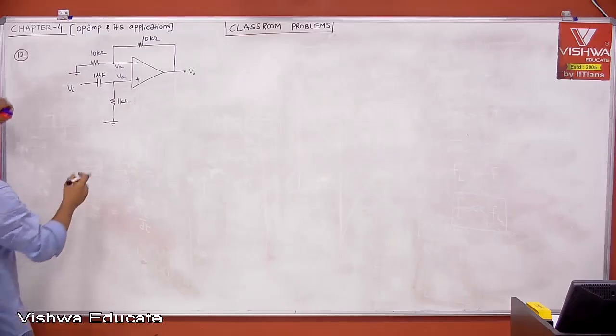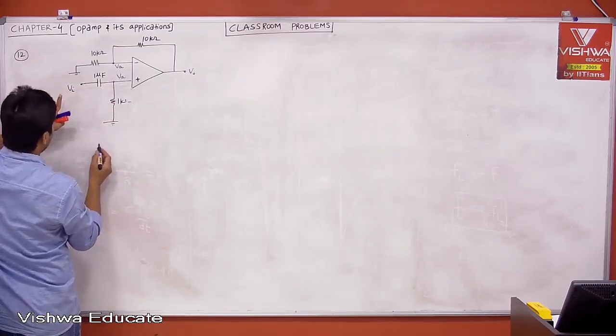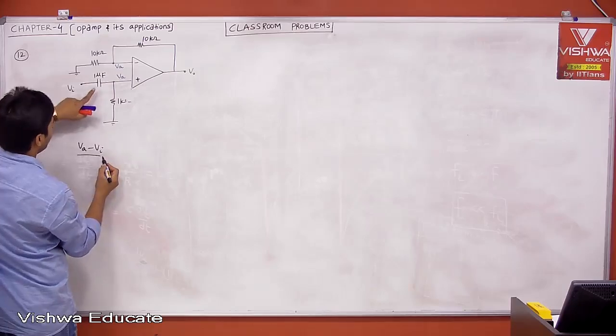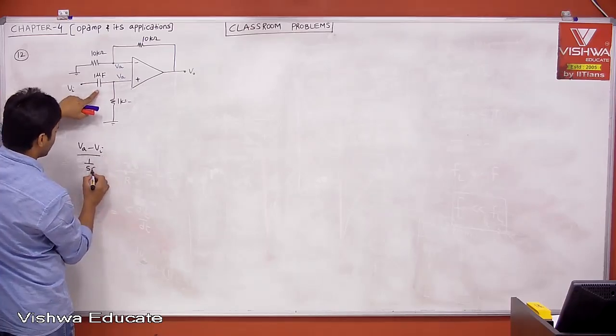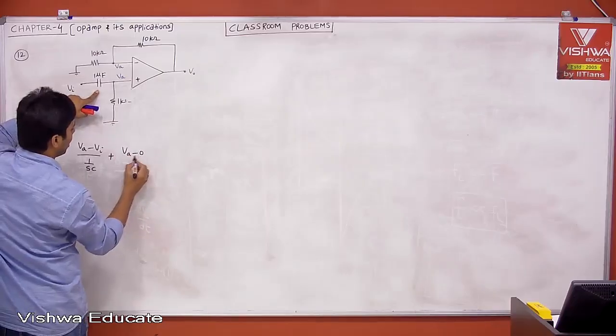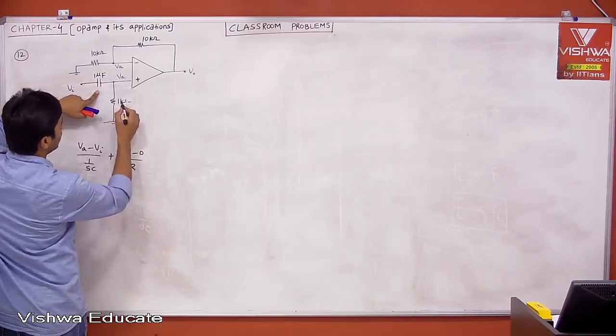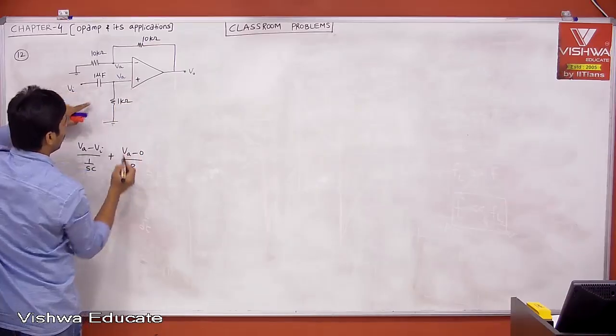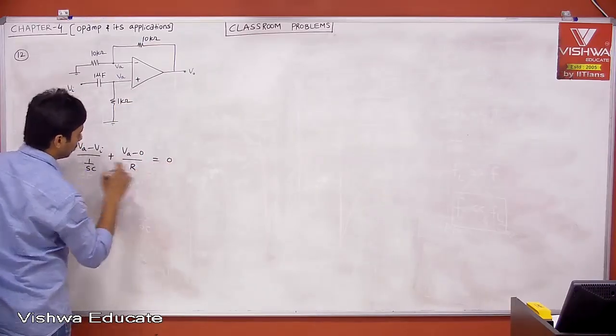When you apply nodal analysis, let's apply here: (VA minus VI) divided by 1 by SC, I am taking it as SC, plus (VA minus 0) divided by R, where R is equal to 1 kilo ohm, is equal to 0.